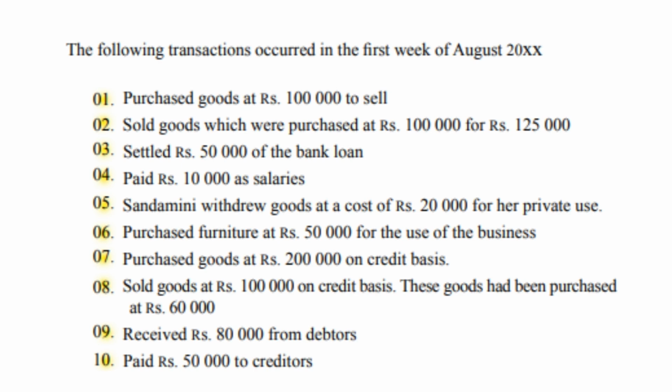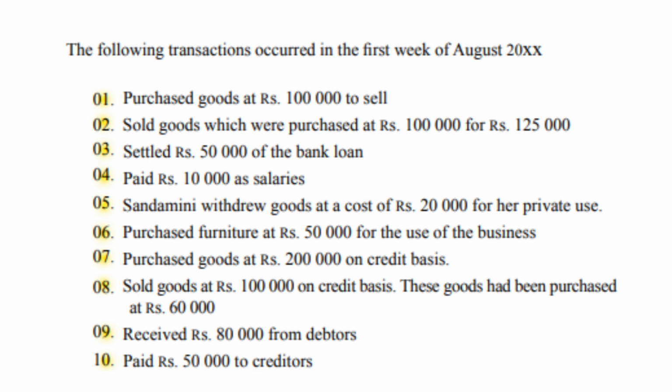Purchased goods at rupees 100,000 to sell. Sold goods which were purchased at rupees 100,000 for rupees 125,000. Settled rupees 50,000 of the bank loan. Paid rupees 10,000 as salaries. Sandamini withdrew goods at a cost of rupees 20,000 for her private use. Purchased furniture at rupees 50,000 for the use of the business.